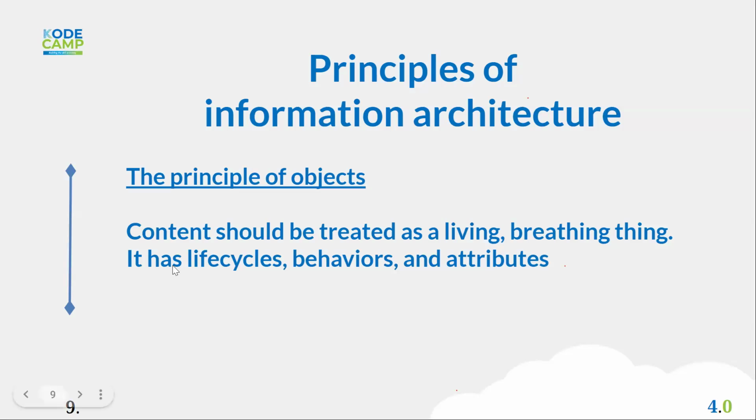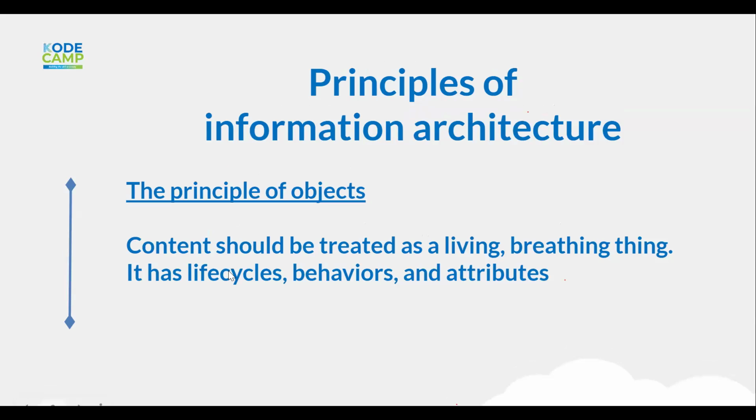So we are going to have 8 principles of information architecture. We have the principle of objects. This principle states that content should be treated as a living, breathing thing. It has a life cycle, behavior, and attributes. What this means is that every piece of content that goes into your application or your product should be treated as a living thing.